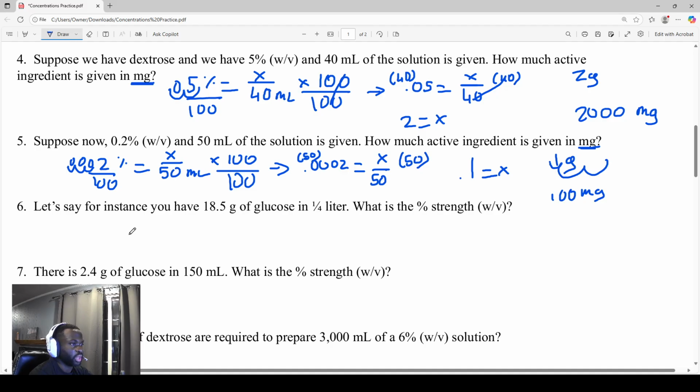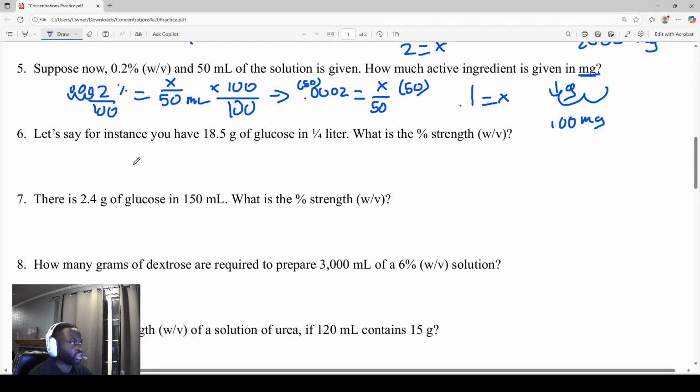Now, I think we're in for a bit of a shakeup, right? It's going to throw us a bit of a curveball. So let's say, for instance, you have 18.5 grams of glucose in a quarter liter. What is the strength percentage? So now it just gave us everything we needed to find the strength. So we have 18.5 grams of the active ingredient in there, and it's going to be a quarter liter.